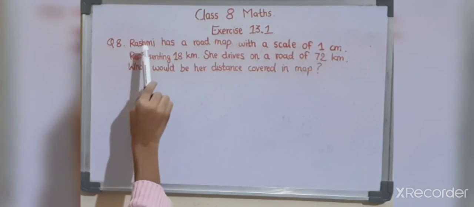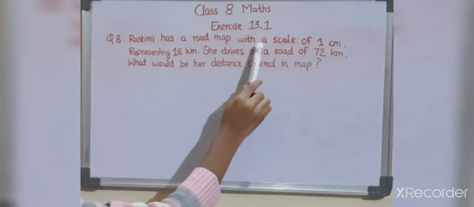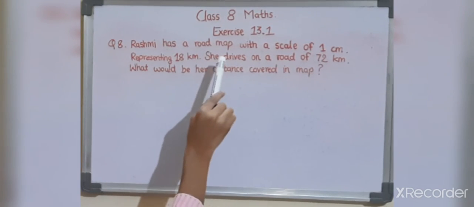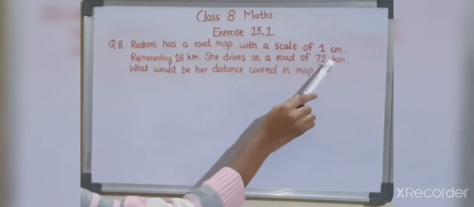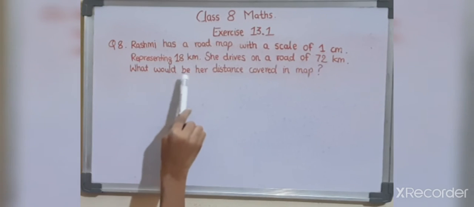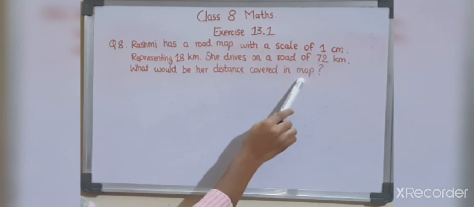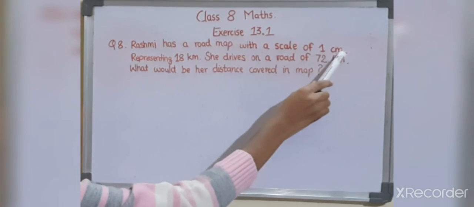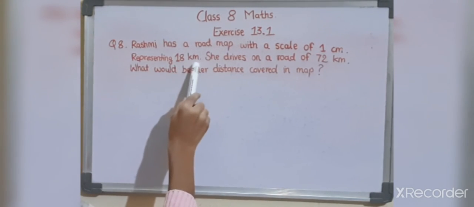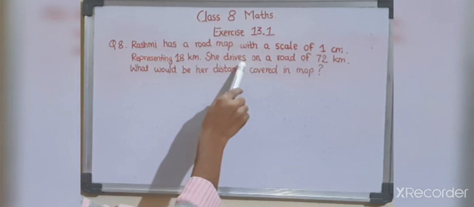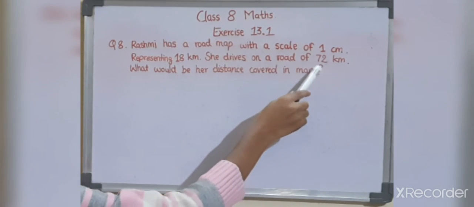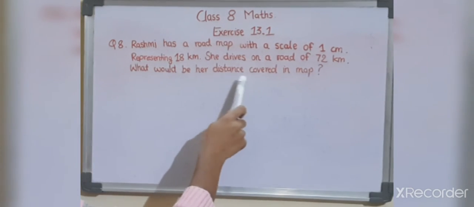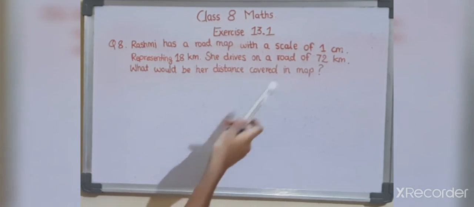Question number 8. Rashmi has a road map with a scale of 1 centimeter representing 18 kilometers. She drives on a road of 72 kilometers. What would be her distance covered in map? So Rashmi is having a road map in which 1 centimeter represents 18 kilometers. Now she drives on a road of 72 kilometers. So she needs to find the distance she would be covering in the map.